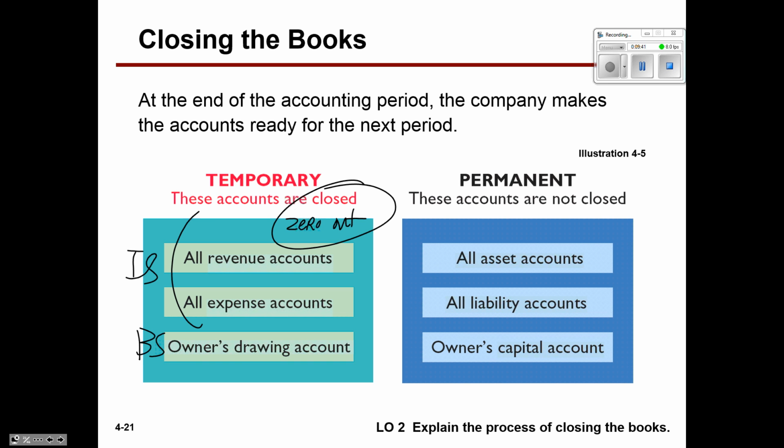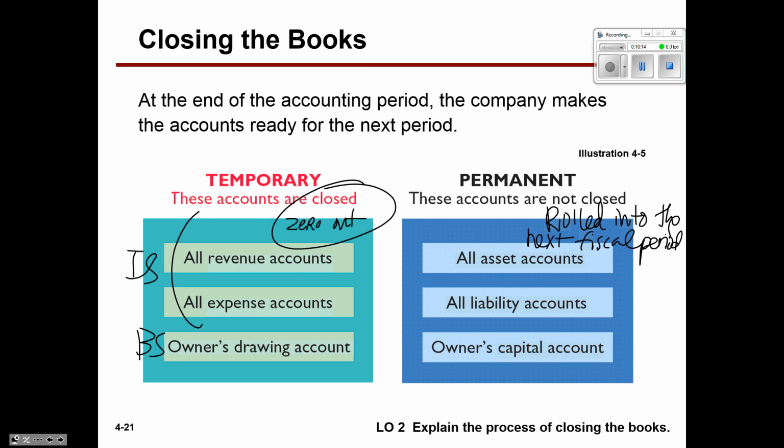Permanent accounts are not closed, rather they're rolled into the next fiscal period. Like if you have 10 pencils left, you're not going to just throw them away, you're going to put that in your supplies for the next fiscal year. If you still have $100 worth of prepaid insurance, you're not just going to throw it away. So any asset you're going to keep and use the next fiscal year.